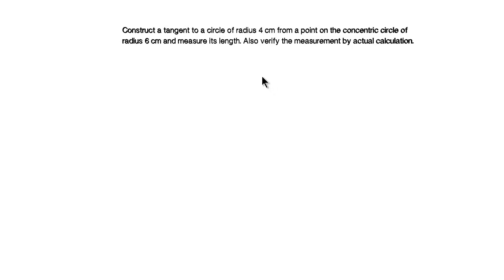In this video, we are going to discuss a problem from exercise 11.2 and we are going to learn how to draw the tangent to the concentric circle. So the very first thing we need to know here is what is a concentric circle. The number of circles which have the same center but different radius are called concentric circles. So let us jump to the problem.